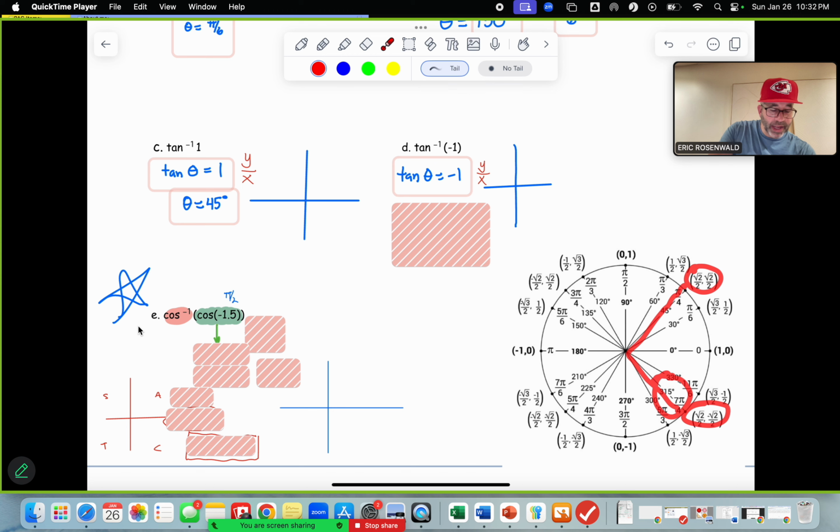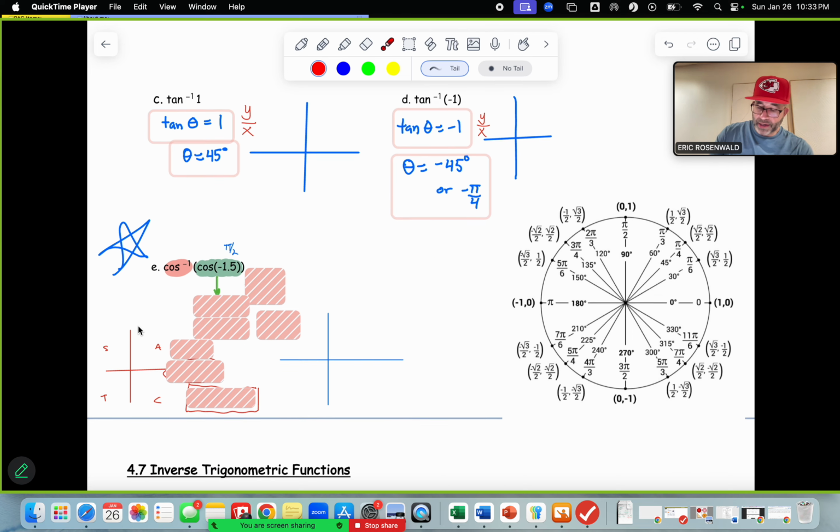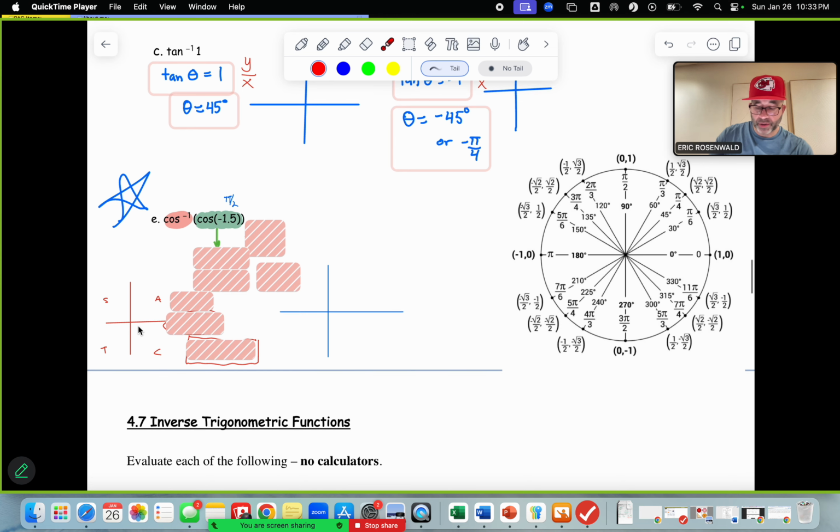But again, remember my answers have to be from -90 degrees to +90 degrees. 315 does not fit inside of that. So we take away 360 and we're talking about -45 degrees or negative pi over 4. Okay. All right, last one, and then this is it for the notes here.